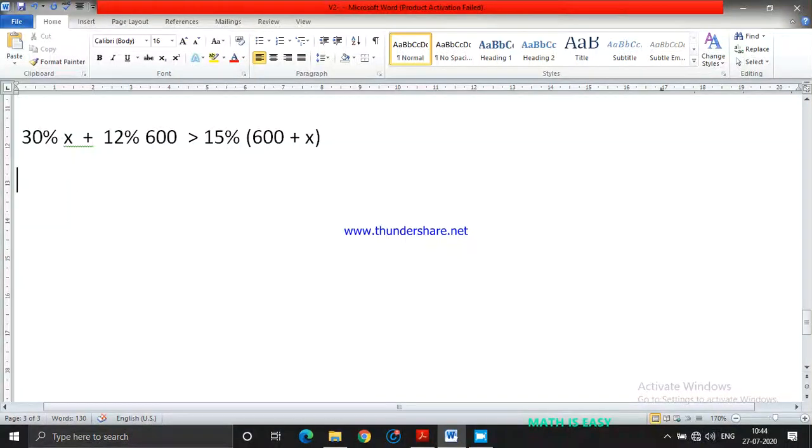What is the next condition? It has to be less than 18% also. That means 30% of X, the acid which you are adding, plus 12% of 600 liters must be less than 18% of 600 plus X. Okay, so this is how you make the equations.